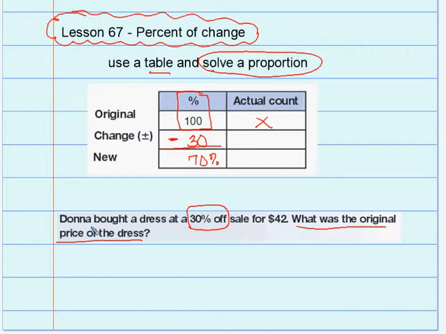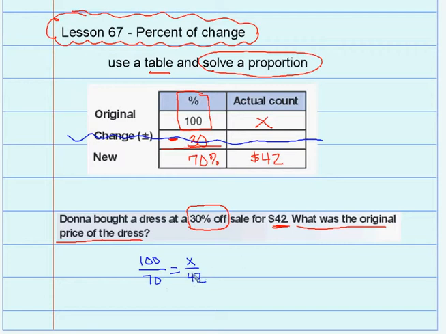Okay, she bought a dress at a 30% off sale for $42. So that's how much she paid after the discount. So that's her actual price paid. Okay, now I don't need this middle column or middle row anymore. I needed it to find what percent went with the new price. So now I have a proportion. 100 over 70 equals x over 42.